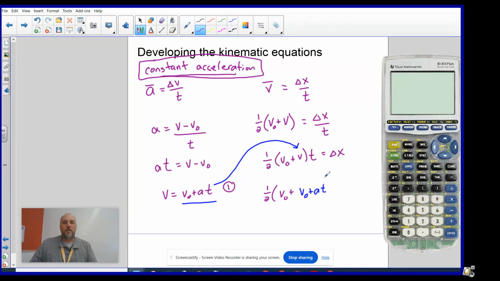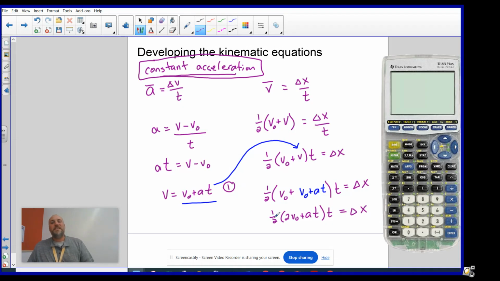And then the rest of that equation is t equals delta x. Okay, I can now combine like terms. I see v naught plus v naught, which would be 2 v naught, and then there's this leftover at, and then the t outside of the parentheses is equal to displacement.